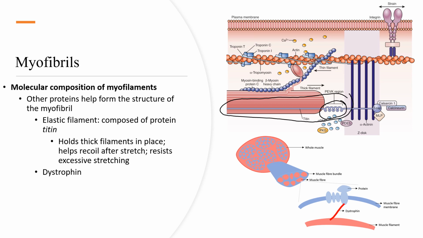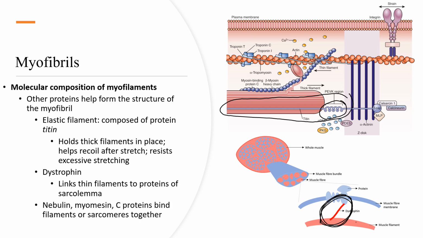Another protein is going to be called dystrophin, and dystrophin is going to be in this bottom image. It is going to hold muscle filaments in one place, and what they do is they attach to the muscle fiber membrane, so the cell membrane, and the muscle filaments. And so they have a connection here so that you're not having things floating around. Everything is going to be stuck in place. So it links thin filaments to proteins of the sarcolemma.